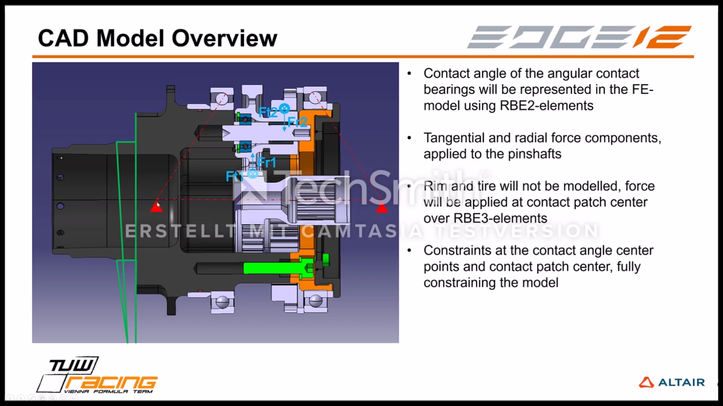So at those points, we're going to constrain our model with rigids connected from here to the contact area of our bearings. In addition to that, we are going to apply tangential and radial forces at first and second stage of our gearing.